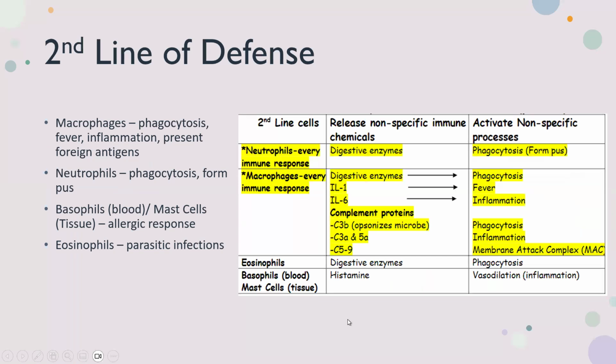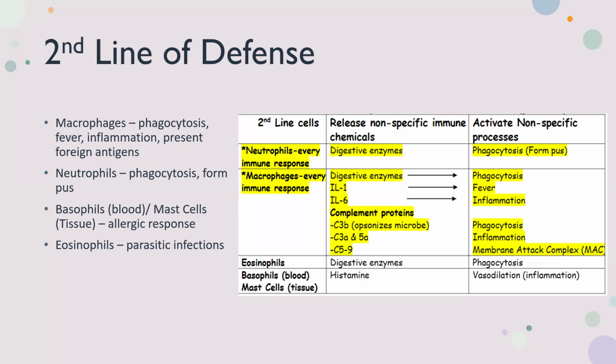Okay, this is usually where I see the most students struggle, the second line of defense. I think it comes with maybe people just overthinking it sometimes. Regardless of whether I tell you you have a respiratory infection or a GI infection or a reproductive infection, two second line cells that are involved in every immune response are macrophages and neutrophils. Those will always be there.